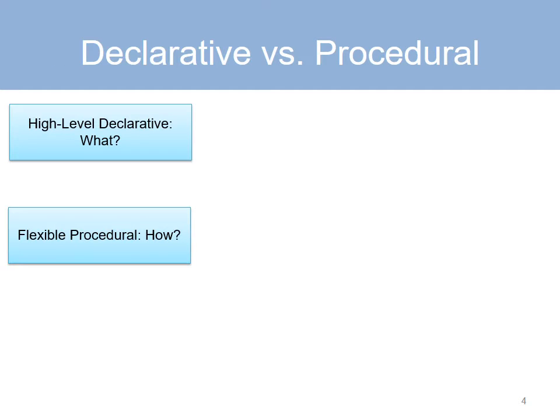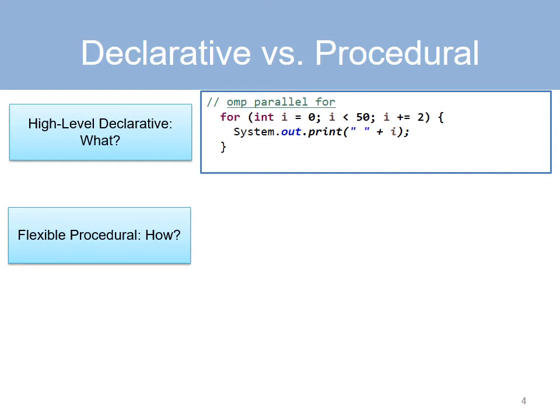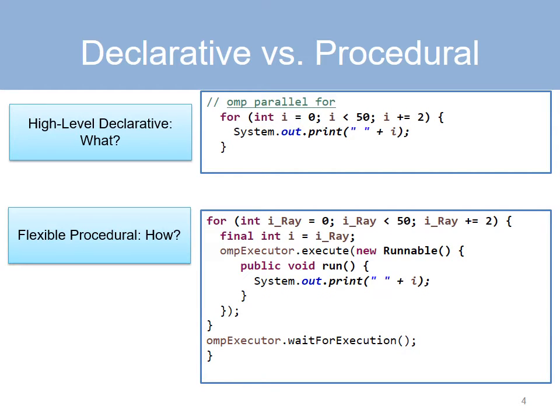So the next question is, are you going to teach concurrency in a declarative fashion, where you just tell the system what you want, or are you going to get into the how? We saw in the training workshop yesterday that OpenMP gives you high-level declarative mechanisms. And here's the same code being done procedurally. So declarative is high level, procedural is flexible.